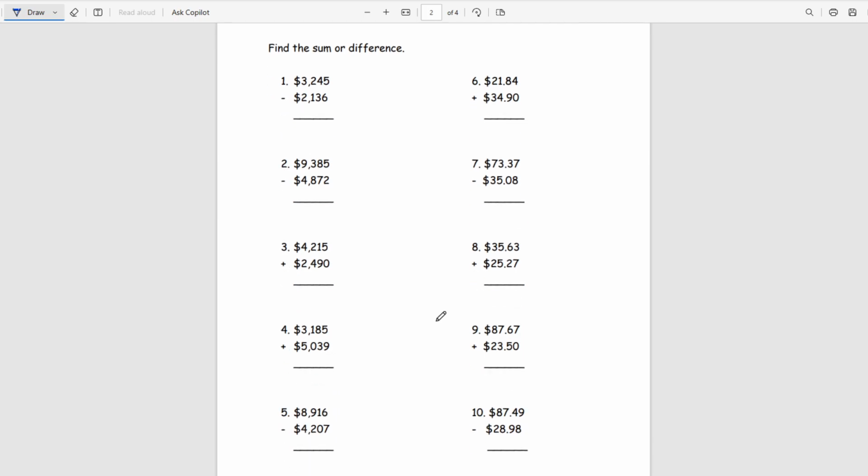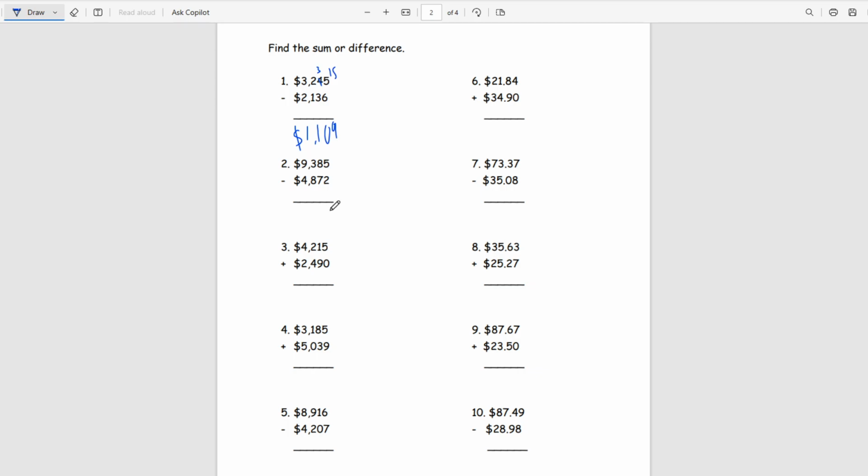On this page, we're finding the sum or the difference, and we're just going to be subtracting. So looking at number 1, we have 3,245 minus 2,136. And looking at this problem, we know that 5 minus 6 is impossible, so we're going to borrow 1 from this 4. This 4 becomes a 3. This 5 becomes a 15. 15 minus 6 equals 9. 3 minus 3 equals 0. 2 minus 1 is 1. And 3 minus 1 is 1. And we bring in the dollar sign. And so our answer for number 1 is $1,109.